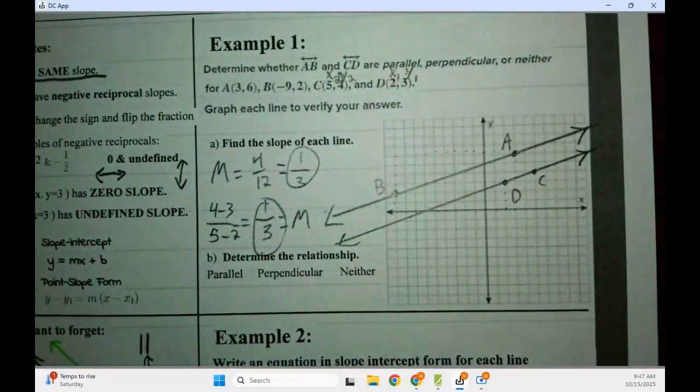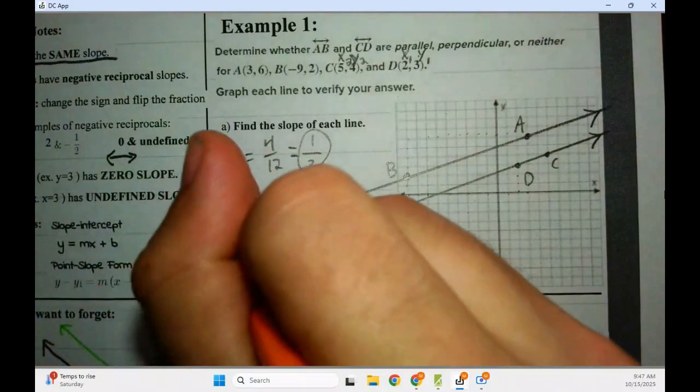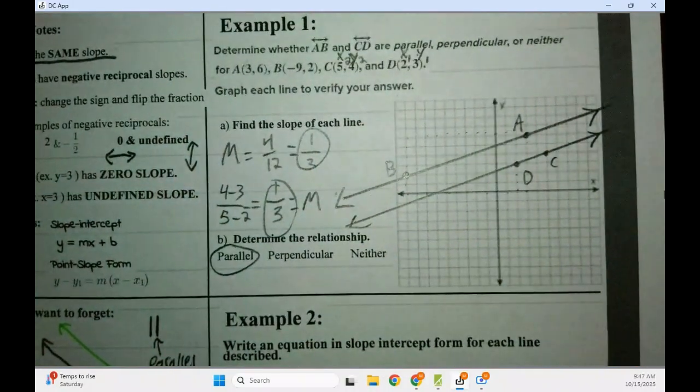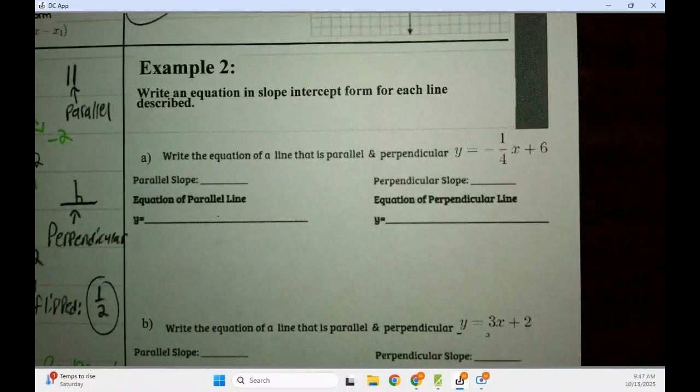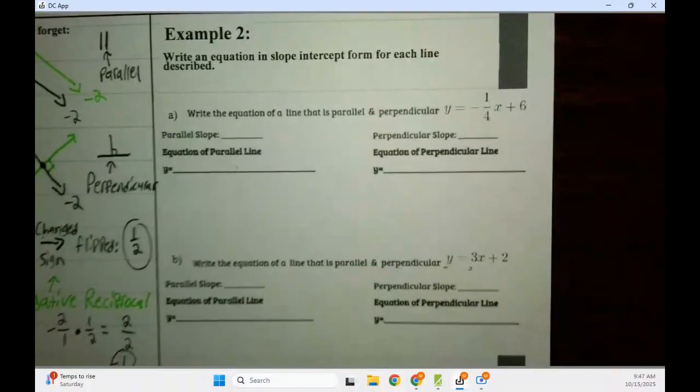So if the slopes match, is it parallel, perpendicular, or neither? I think they've got to be parallel, yeah. The slopes match. So if the slopes match for my two lines, they're parallel. Now this lets us do something kind of cool. You ready? Example 2 will take us no more than 2 minutes to do all 4 of these, because we know some patterns now.